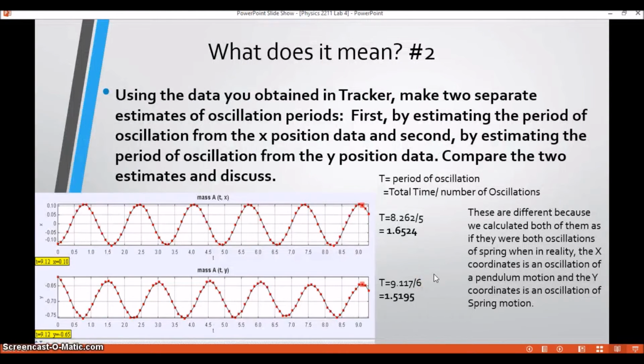For the second what-does-it-mean question, it asks us to compare the two oscillation periods between the x coordinates and the y coordinates. Basically, in order to do that, we're going to need to find the period of oscillation, which in this case is equal to total time over the number of oscillations as derived in each of the graphs. The first one happened to be about 1.65, and the second one happened to be about 1.51. These are different because we calculated both of them as oscillations of a spring, when in reality the x-coordinates are an oscillation of pendulum motion and the y are oscillations of spring motion. Hence they're different.